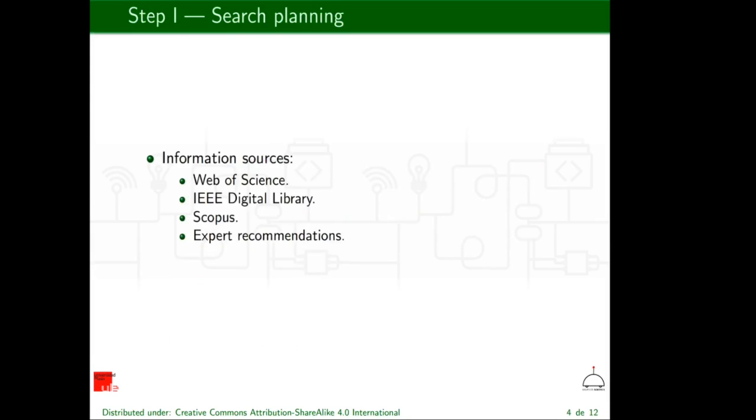Once it has been verified that a similar study has not been carried out, the search for the articles has been planned. Several sources of information were considered: Web of Science, IEEE Digital Library, Scopus. Moreover, we include some articles recommended by other members of our research group.